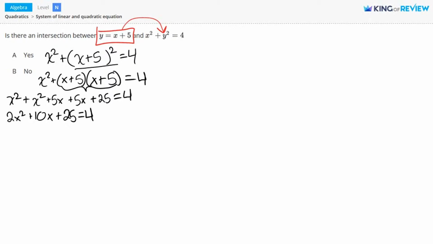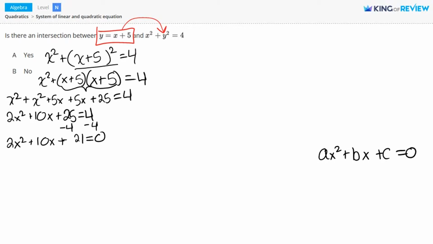I want to get a 0 on one side of the equation, so let's subtract 4 on both sides. I have 2x squared plus 10x plus 21 equals 0. Now this equation is in the form ax squared plus bx plus c equals 0. When we have an equation in this form, we can use the quadratic equation to solve for x.